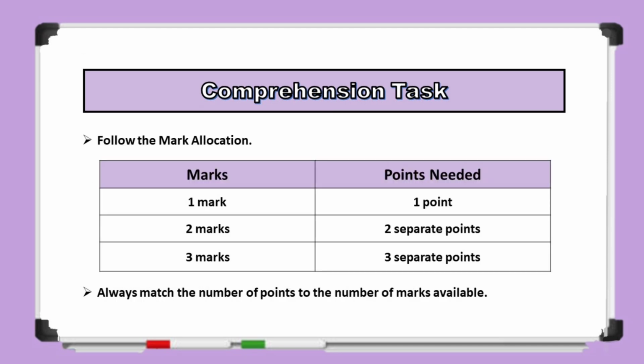Another very important thing to remember is the mark allocation. Always look at the number of marks available before writing your answer. As a general rule, 1 mark usually requires 1 separate point, 2 marks require 2 separate points, and 3 marks require 3 separate points. So, always match the number of points you write with the number of marks available. This simple habit can help you avoid losing easy marks.